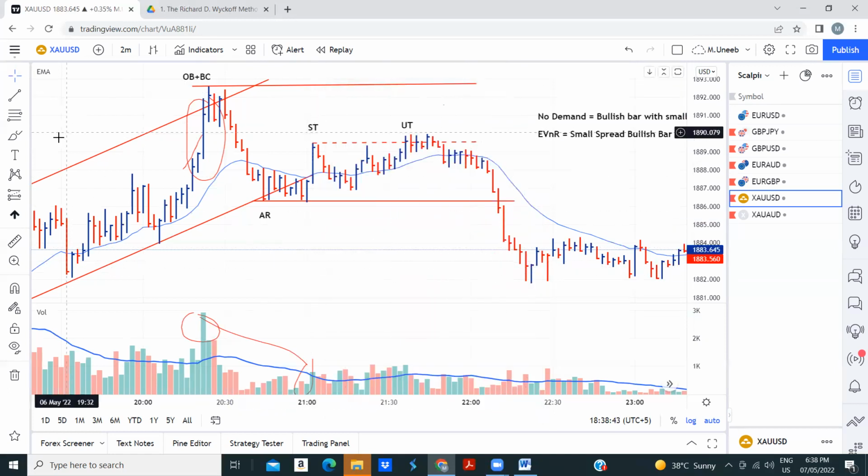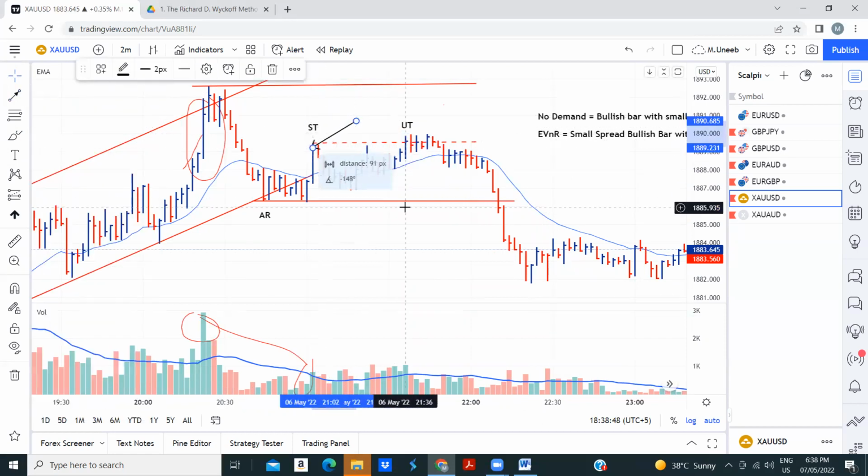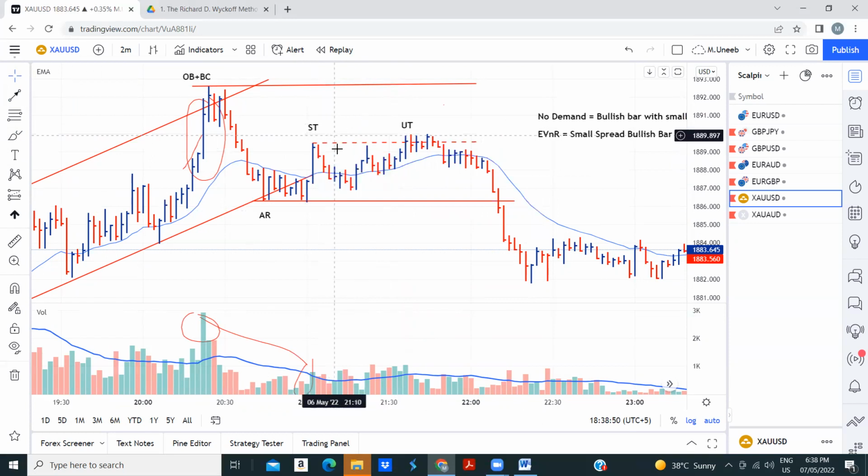Got it? So if you see here on this point, and now if you observe the secondary test bar and you see the volume, what happened to the spread?